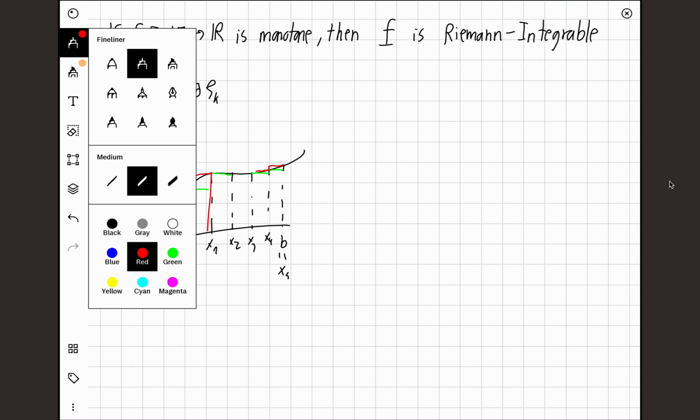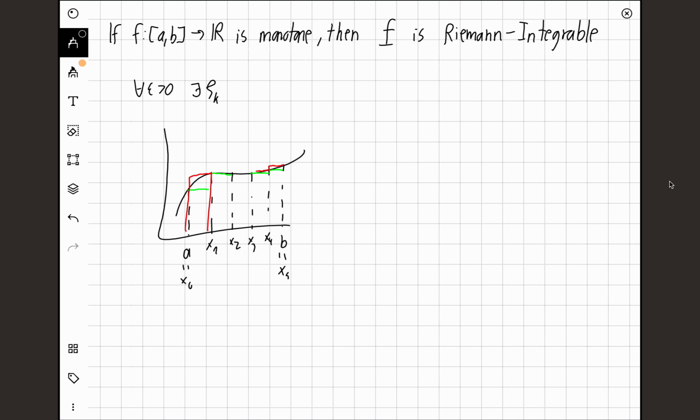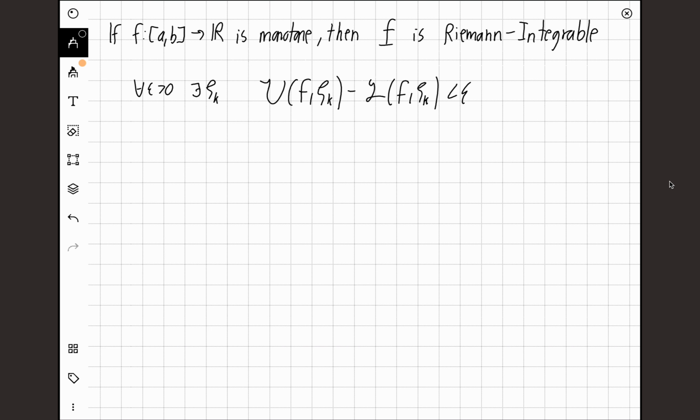Basically, for every epsilon greater than 0, I want to find a partition such that the upper sum of our function and our partition, let's say Pk, minus the lower sum of our function with this partition, this difference is less than epsilon. That just means that the upper and the lower sums get infinitely close to each other. So usually I have to choose a very small partition, and the upper and the lower sum are basically the same thing. That means that a function is Riemann integrable.